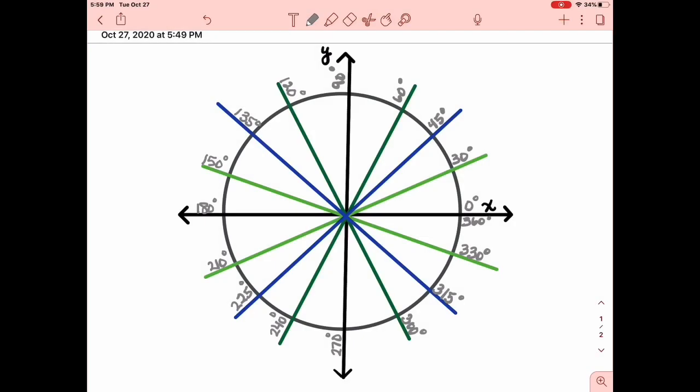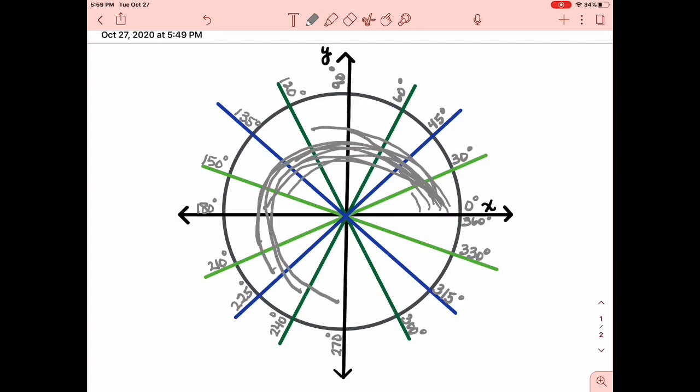Here is the unit circle in degrees. If we start at 0, we go 30 degrees, 45 degrees, 60 degrees, 90 degrees, 120 degrees, 135 degrees, 150 degrees, 180 degrees. 180 degrees is half of a circle. 210, 225, 240, 270, 300, 315, 330, and 360 makes a full circle.